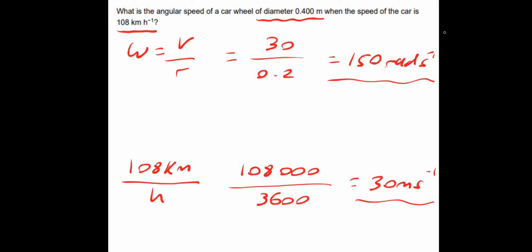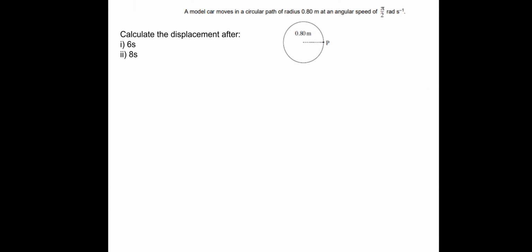Let's do one more question. Bit challenging, but let's go for it. So last one. A model car moves in a circular path of radius 0.8 meters at an angular speed of pi by 2 radians per second. Calculate the displacement after 6 seconds and 8 seconds. So if you want to pause and have a go, and then I'll explain how to do this.